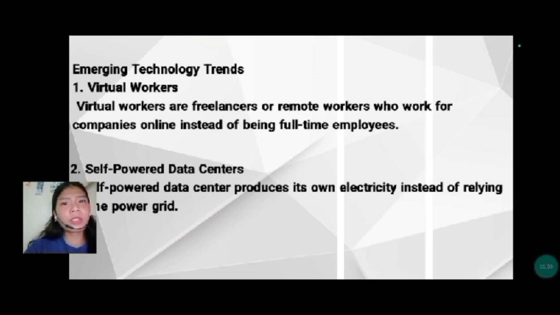For emerging technology trends, first is virtual workers. Virtual workers are freelancers or remote workers who work for companies online instead of being full-time employees. They do their job online instead of in an office, using digital tools to communicate and complete tasks from anywhere. Instead of working in the company every day, virtual workers use the internet, computers, and apps to do their job and communicate with their employers.